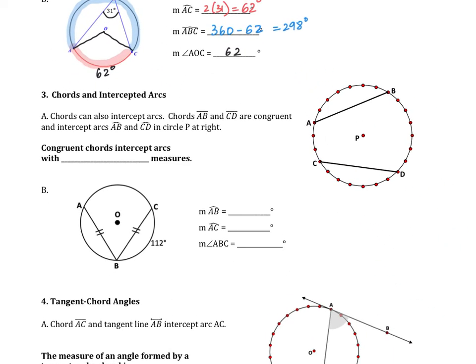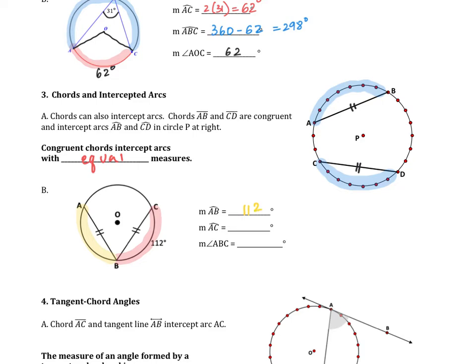Now the third rule is about equal chords and intercepted arcs. So the rule says if chord AB is equal to chord CD, then the intercepted arcs AB and CD are equal. So congruent chords intercept arcs with congruent measures, or equal measures. Now let's apply this. Chord AB is equal to chord BC. That means that the intercepted arc BC is equal to the intercepted arc AB. So since the arc BC is 112, then the measure of arc AB is 112 as well.